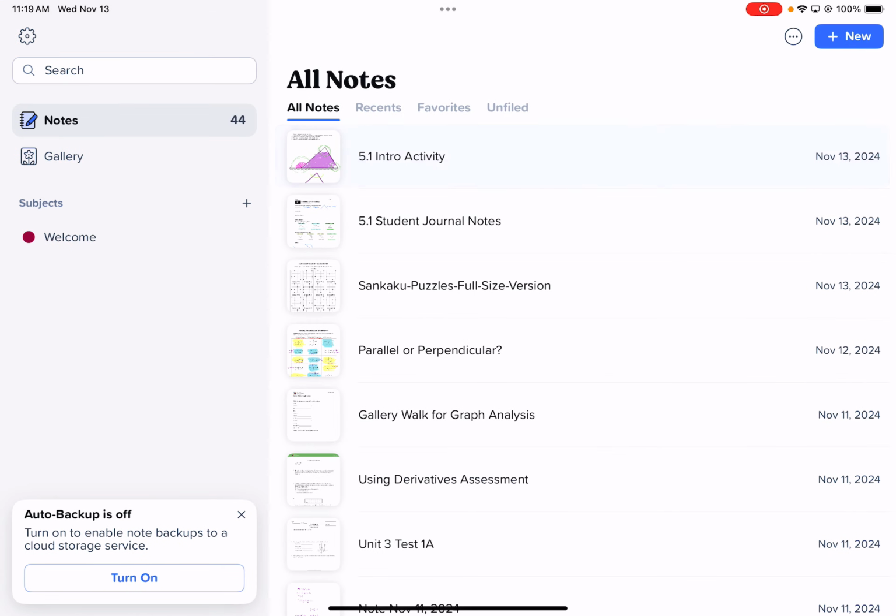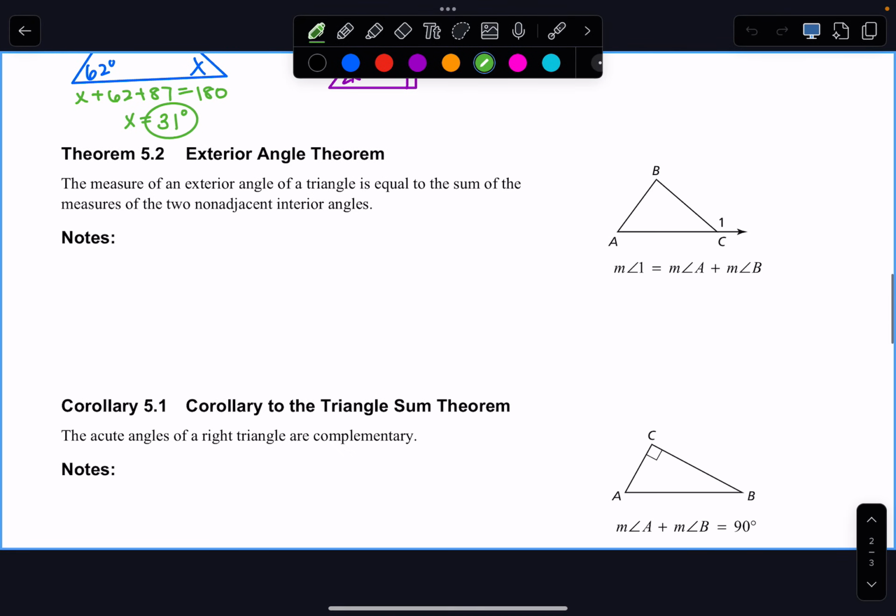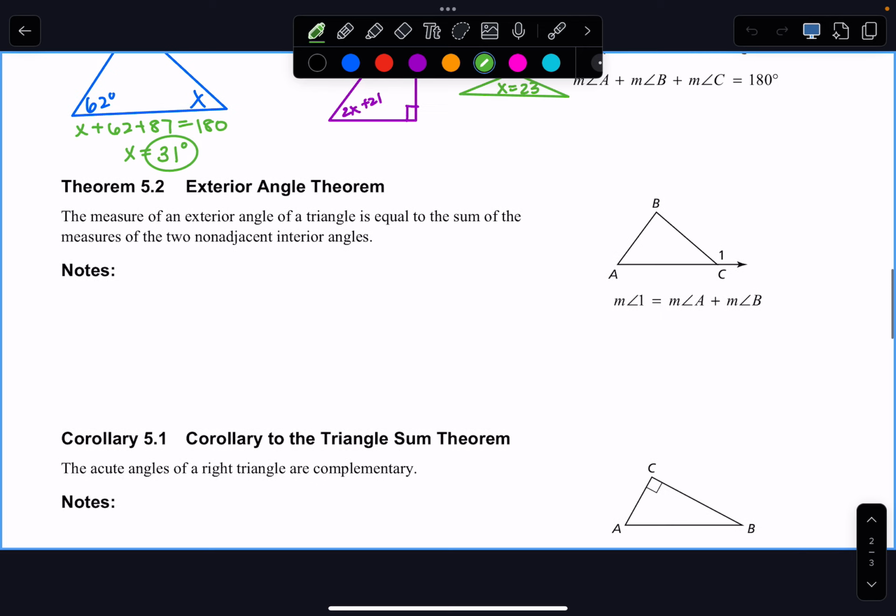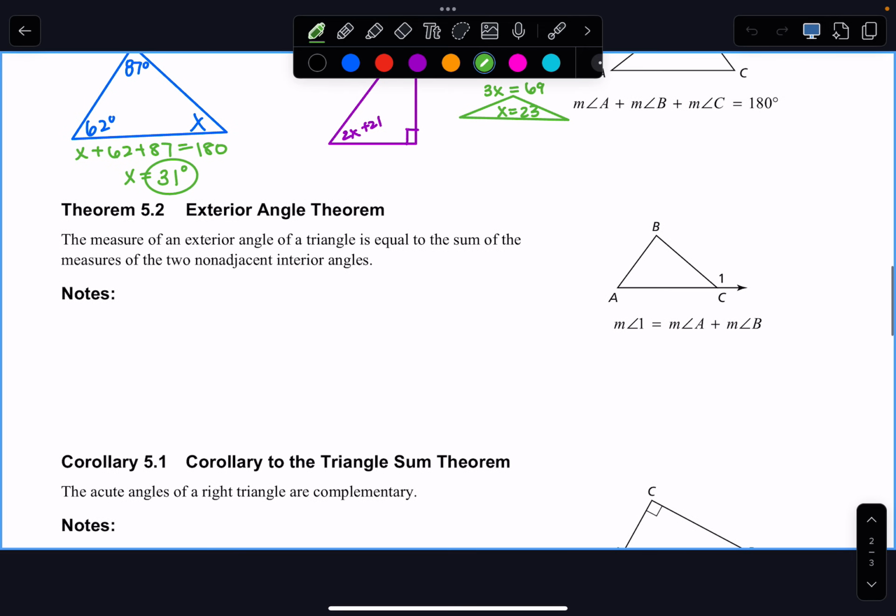All right, here we go. Student journal notes. These two angles are going to add to be this third angle right here. So picture time.